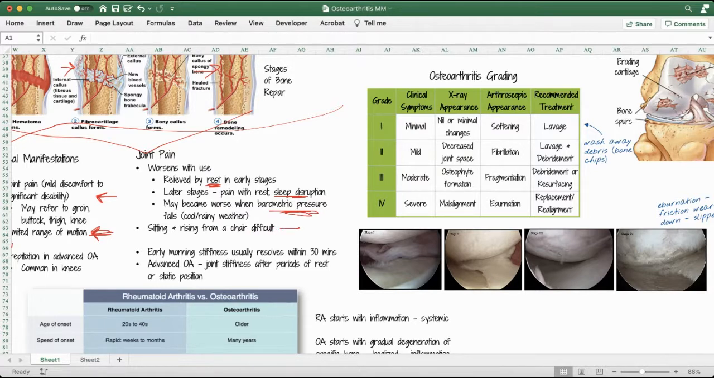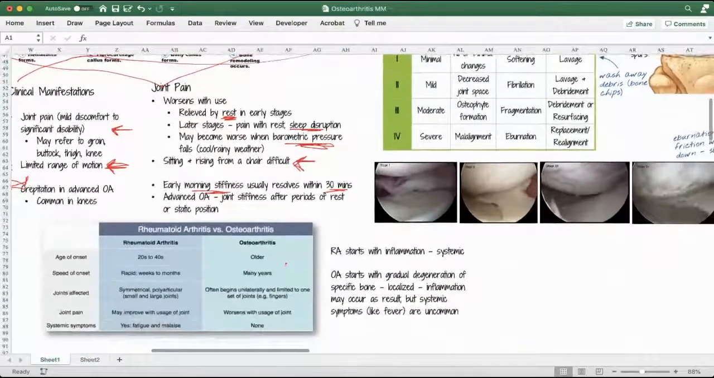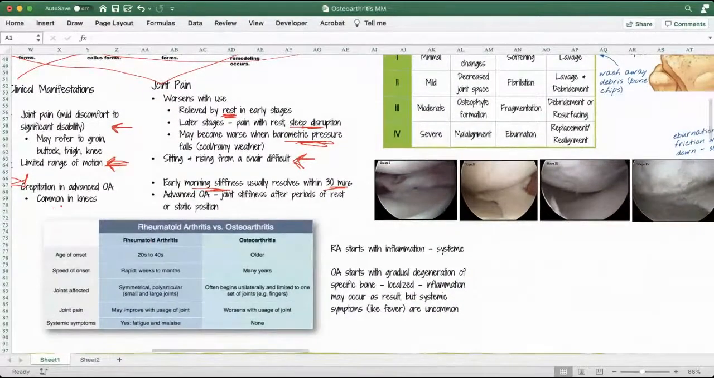And then specifically, it can be very difficult in more progressive cases, where sitting and rising from a chair can be quite difficult. It's often very stiff in the morning, should resolve within about 30 minutes. And that's one of the things as well. If you look down here, there's this little chart I put in for you, just highlighting the difference between osteoarthritis and rheumatoid arthritis.